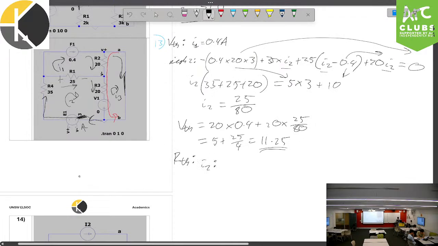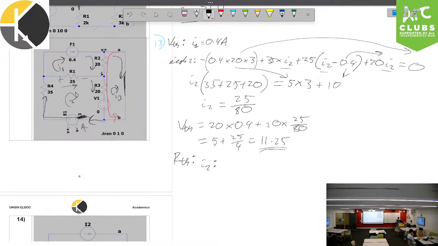First, reanalyze your mesh 2. Mesh 2, once again, we have minus 0.4 times, actually, it's not so simple, because the current going through this resistor, the 20 ohm resistor which we're referencing for this dependent source, is now subject to I3 as well. And so, it is equal to I4 minus I3 times 20 times 3, okay? So that's what's coming out of this dependent source.